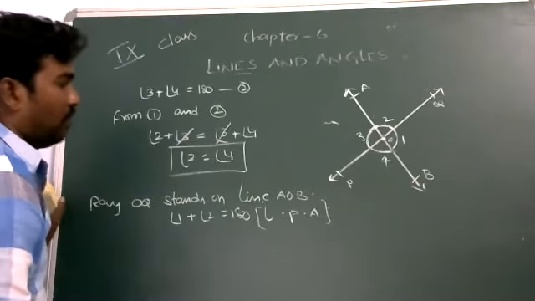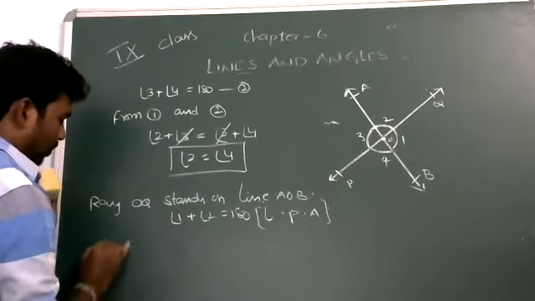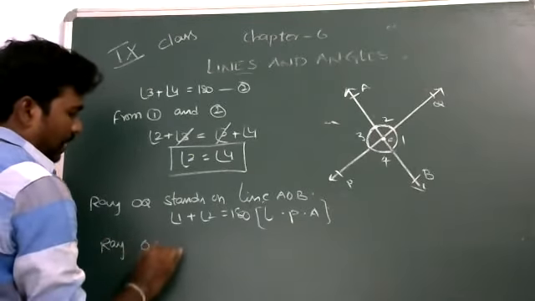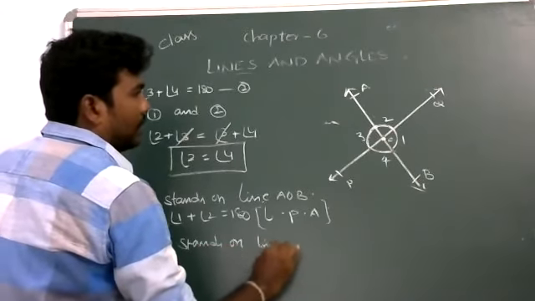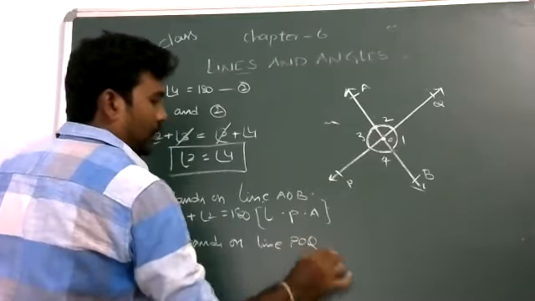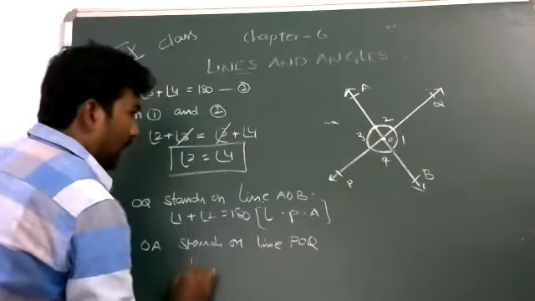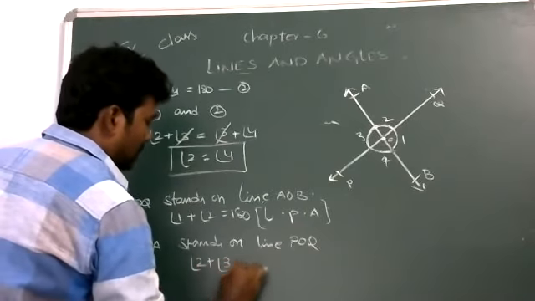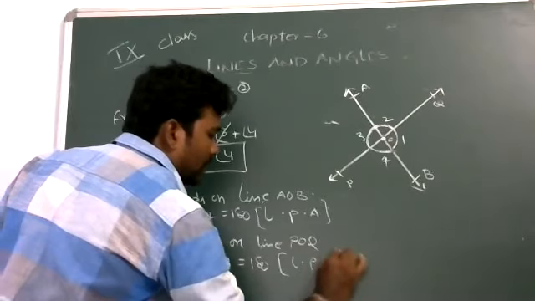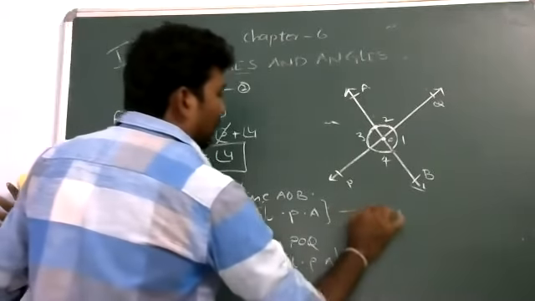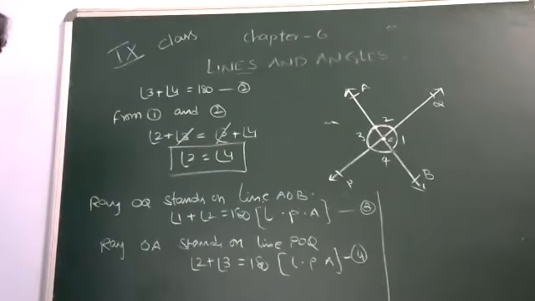So here you can see one more thing. Already ray OA stands on line POQ. So that means angle 2 plus angle 3 is equal to 180 degrees. With the same reason, linear pair of angles. Here we can assume this is equation 3 and this is equation 4.